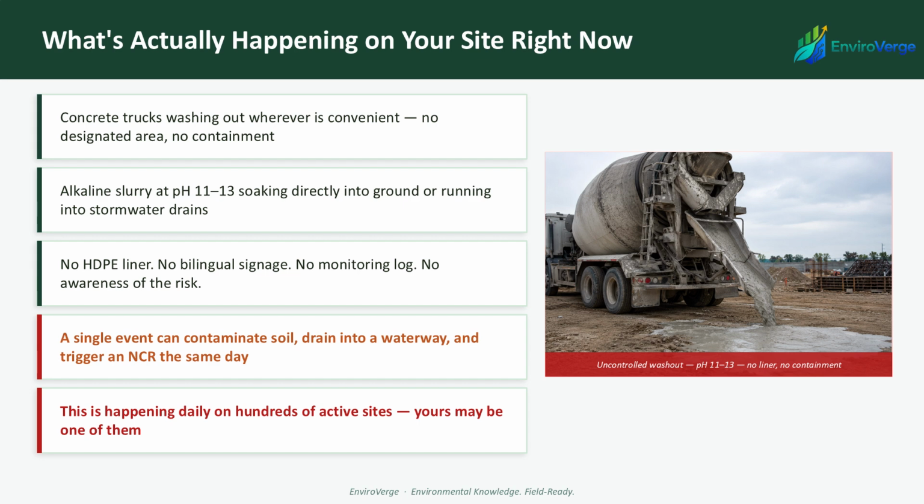Fresh concrete washout is highly alkaline, typically between pH 11 and pH 13. That puts it in the same alkalinity range as household bleach. When that slurry contacts bare soil, it raises the local pH and destroys beneficial soil microorganisms. And if it reaches a stormwater drain or a natural waterway, it can be acutely toxic to aquatic life in relatively small volumes. No liner, no signage, nothing written down. And in most cases, no one on site was even briefed that this is an environmental risk. Does any of that sound familiar? Because this is exactly where most site environmental violations start.